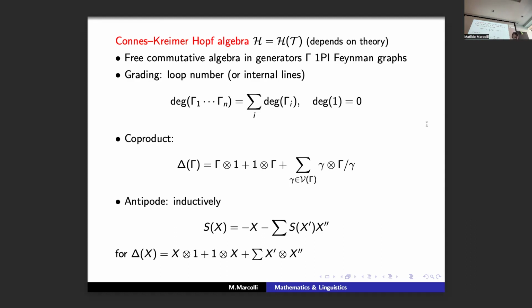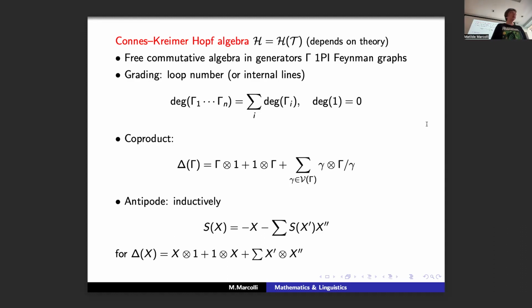And again, this algebra is graded, connected and commutative. So it has again the property that we have seen, that the antipode exists. So the bialgebra determines the Hopf algebra structure. The antipode exists and is defined inductively in terms of the lower degree terms of the coproduct.